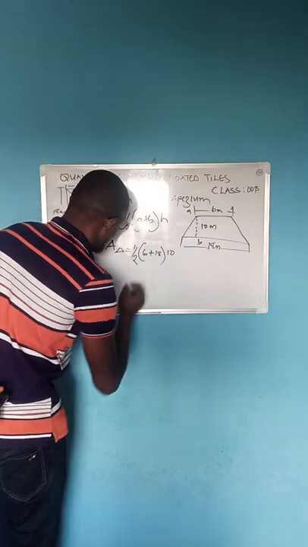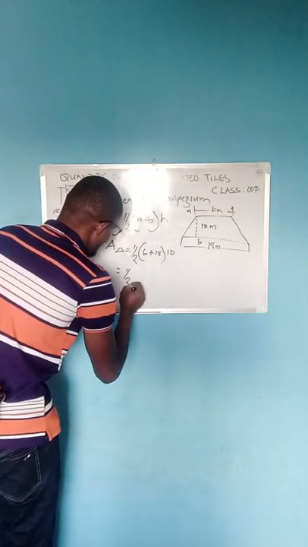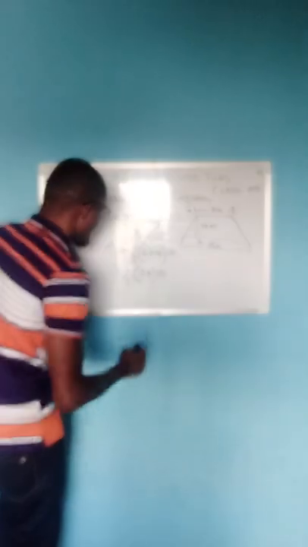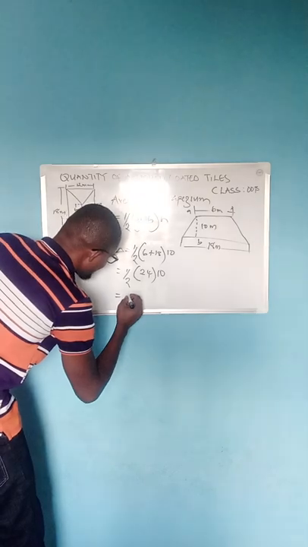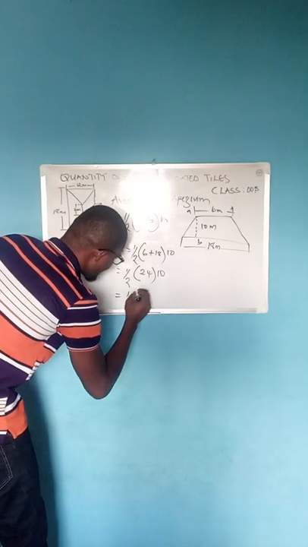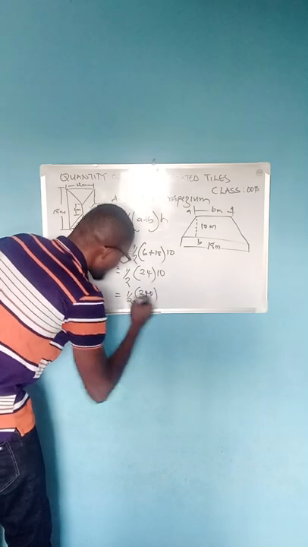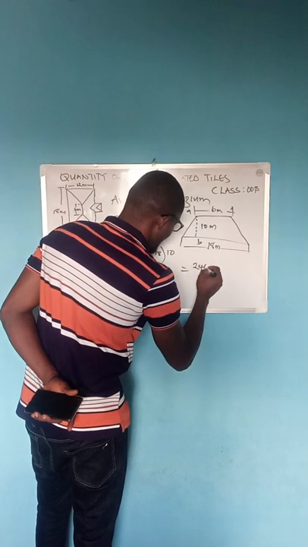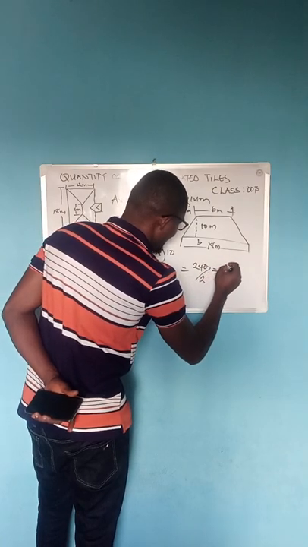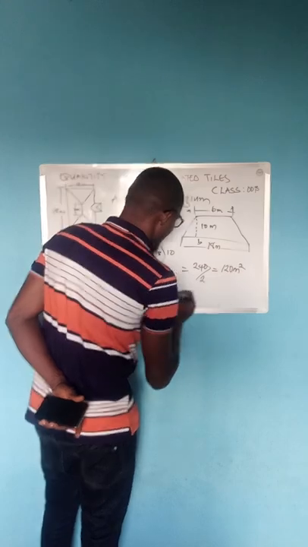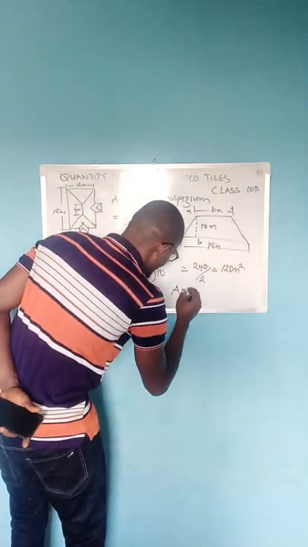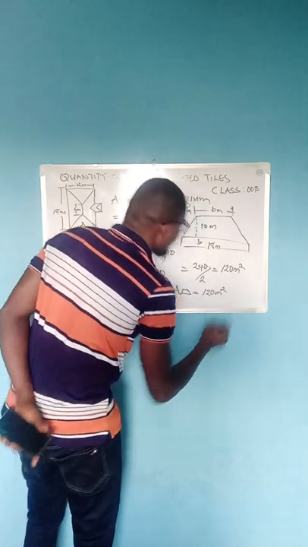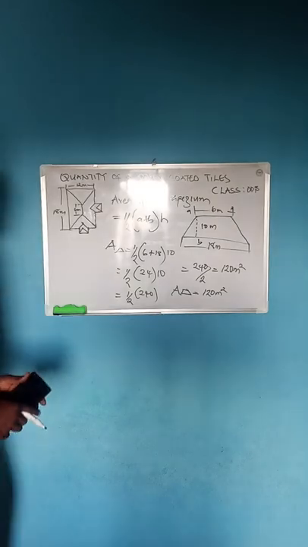Then as we continue, this gives us 24 into 10. Going further, we have half into 240, which will give us 240 over 2. When we divide, we have 120 meter square. That is the area of the trapezium, 120 meter square. That's what this will take.